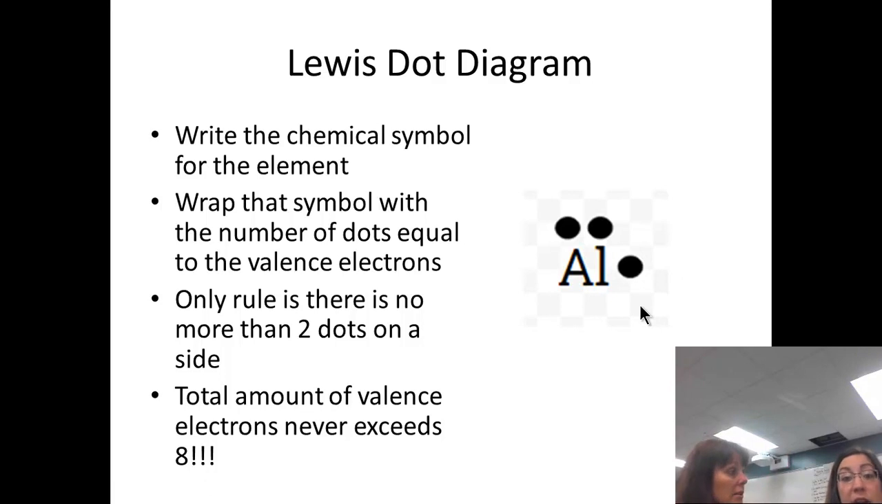Oh, and you can only have 8 total around the symbol. There's only spots for 8 electrons, because the outside energy level, no matter how many electrons there are, whether 6 or 4, can only hold 8. Scientists have no idea why. They just know that's the way it works. 8 is great.